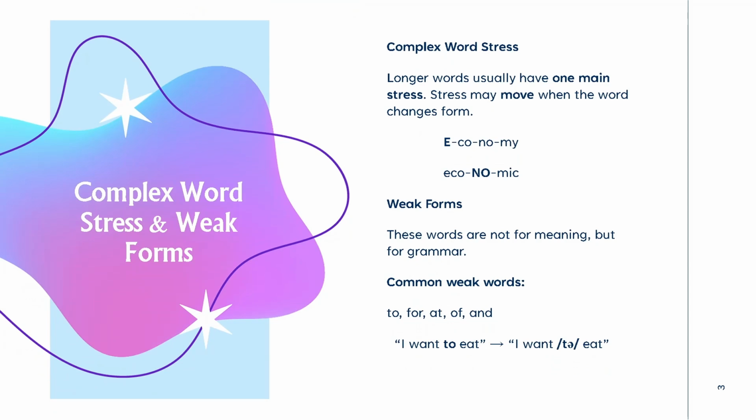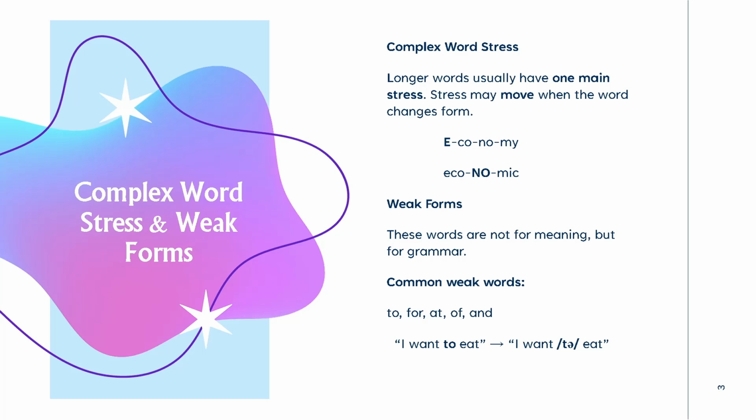Now for the second part, complex word stress and weak forms. For complex word stress, longer words still have one main stress. Even though they have many syllables, the important thing is that stress can shift when the word changes form. For example, economy, but when it becomes an adjective, it changes to economic. So the spelling looks similar, but the stress moves.